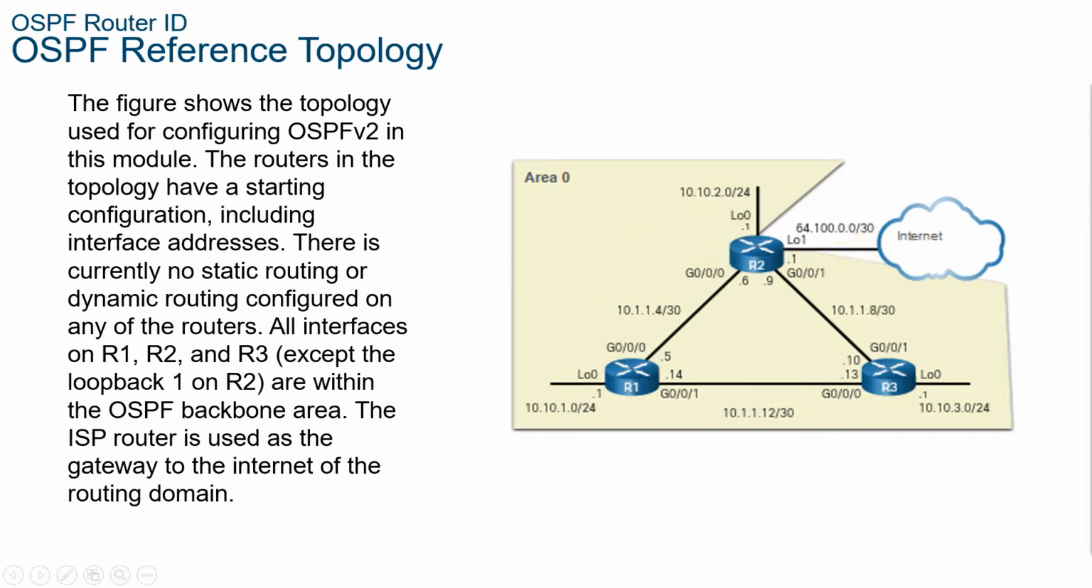Okay, so take note that on this topology, the loopback interface is used to simulate a WAN link to the internet and a LAN connected to each router. So this is done to allow this topology to be duplicated for demonstration purposes on routers that only have 2 gigabit Ethernet interfaces.